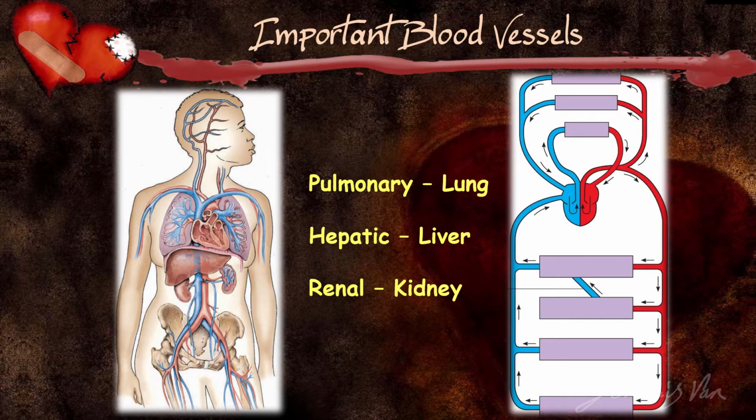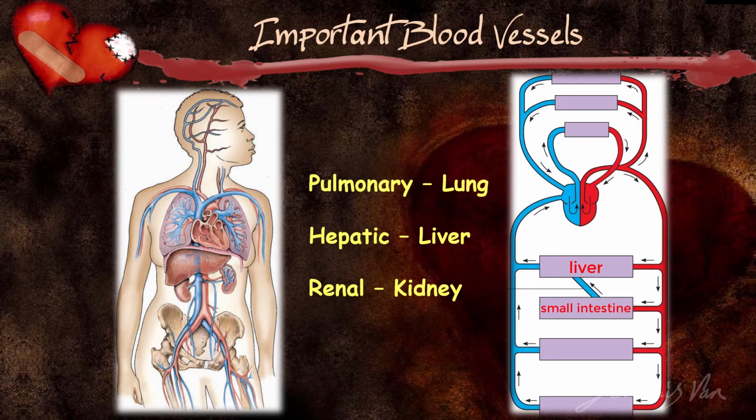Finally, let us recognize some important blood vessels. When it comes to lung, the artery and the vein going towards and away from the lung is termed as pulmonary artery as well as pulmonary vein. Pulmonary artery will transport blood away from the heart to the lung, while pulmonary vein will transport blood from the lung into our heart.